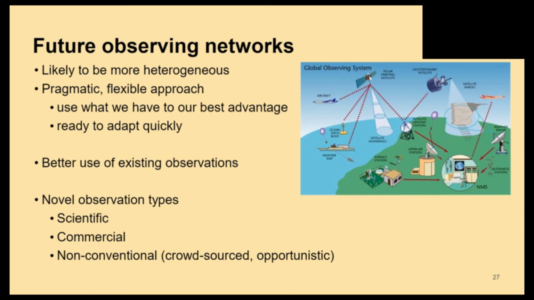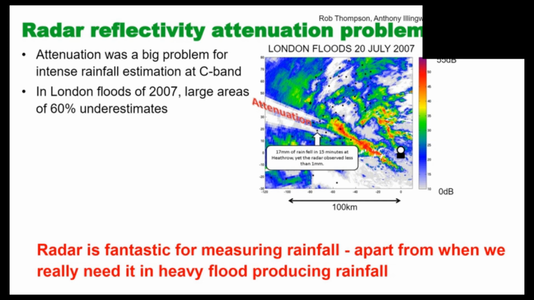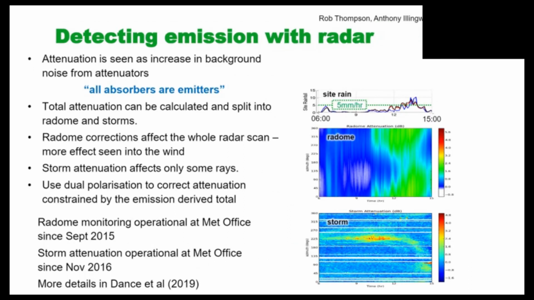So I have an example here of making better use of existing observations, where in our flooding from intense rainfall project, we made some corrections to reflectivity data for when the reflectivity data was attenuated during a large storm. So in the plot here, you can see in the white areas, there's quite a big storm that caused a lot of flooding in London in 2007, but the radar picture looks like not much rainfall at all, basically because the storm was so big it attenuated the signal. And we used an idea from 19th century physics. It says all absorbers are emitters, and that enabled us to calculate the attenuation effect and correct the reflectivity.